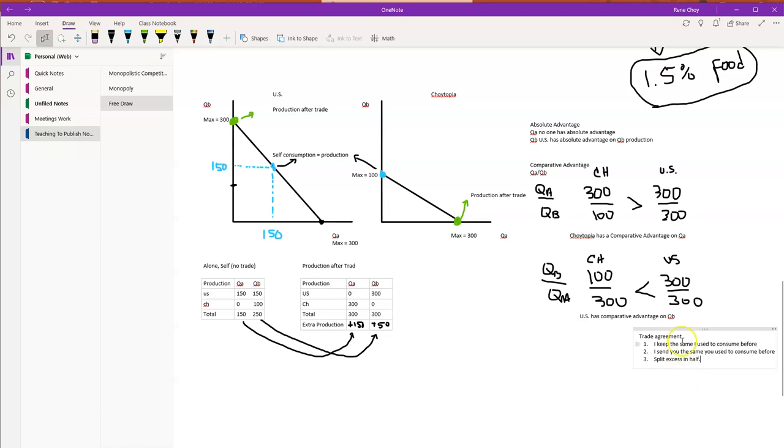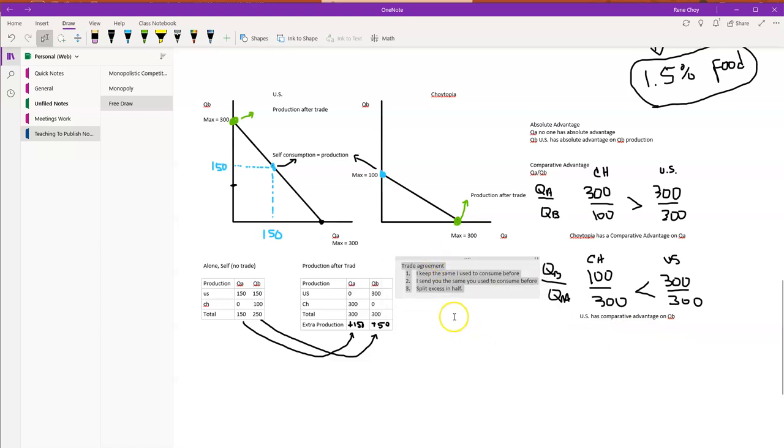All right, now why is this agreement going to work? Well, it's going to work because we're basically agreeing to make both countries whole. In other words, we're both going to keep the same amount we had before, and then we're just splitting the excess in half.